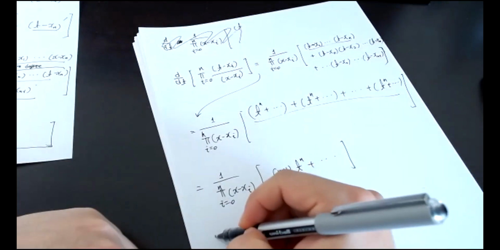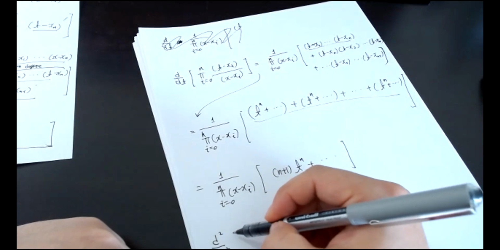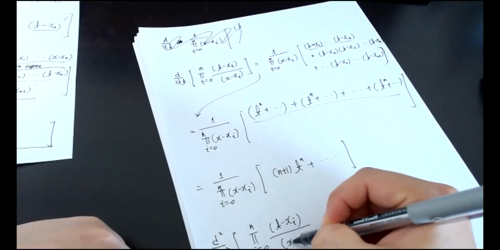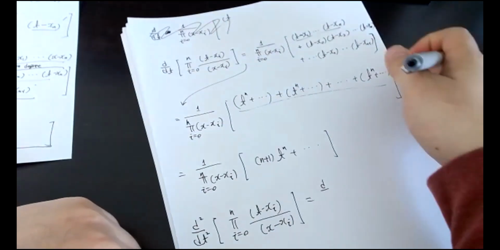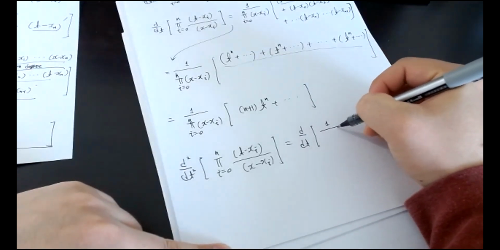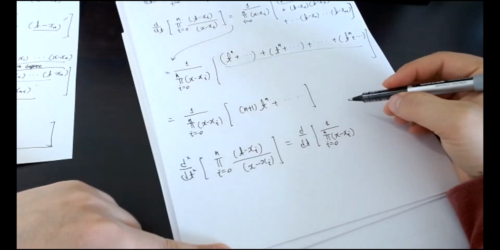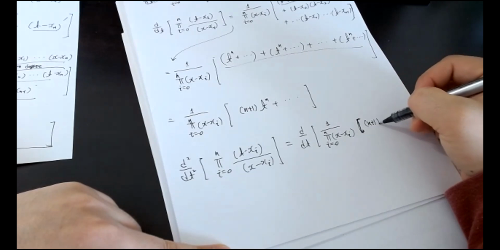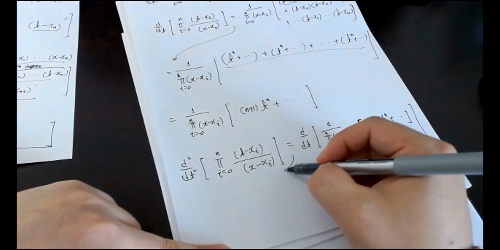Right? And then we take a derivative one more time, the second power here, and then the product over i goes from 0 to n of (t minus xi) over (x minus xi). That is equal to the derivative d/dt of, and then what? 1 over the product over i goes from 0 to n of (x minus xi), times, let me do it again. Okay, n plus 1 t to the nth power plus, you see?